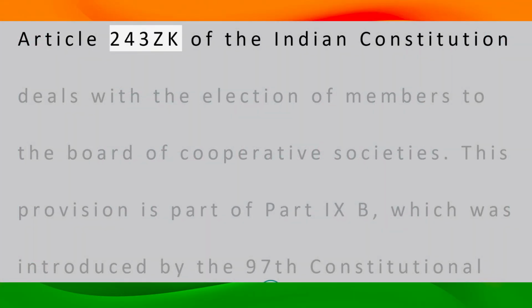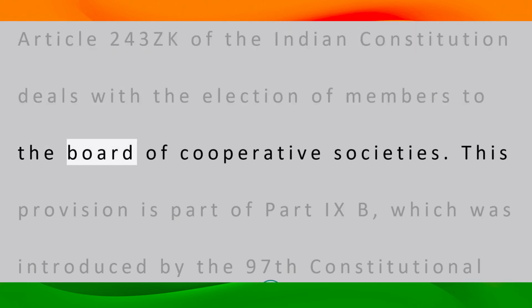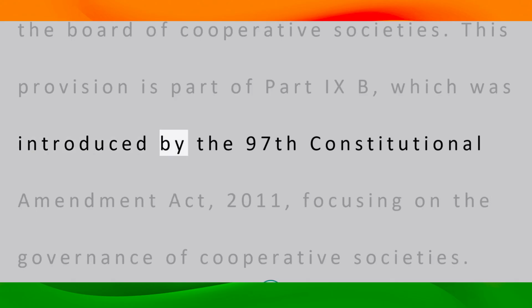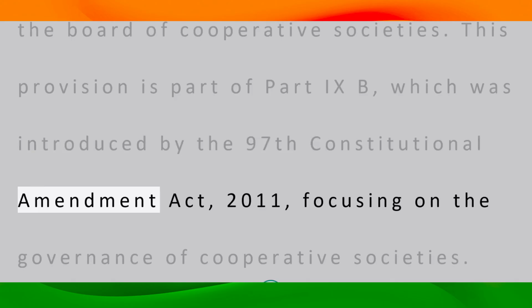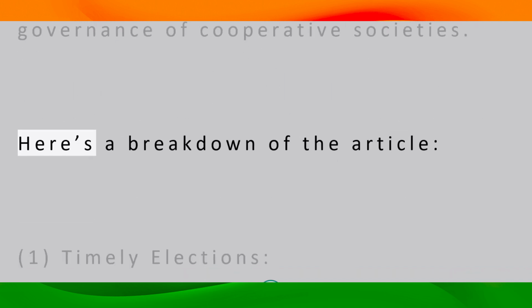Article 243ZK of the Indian Constitution deals with the election of members to the Board of Cooperative Societies. This provision is part of Part 9B, which was introduced by the 97th Constitutional Amendment Act, 2011, focusing on the governance of cooperative societies. Here's a breakdown of the article.